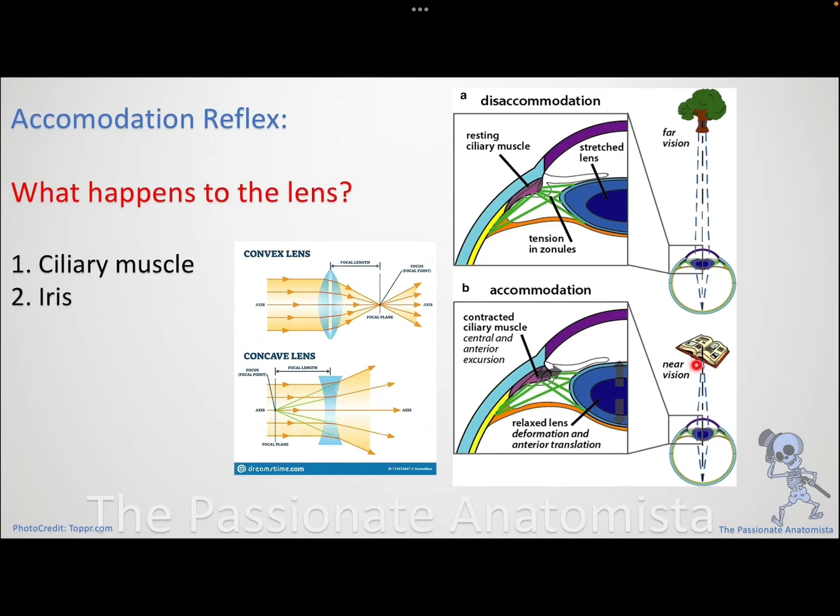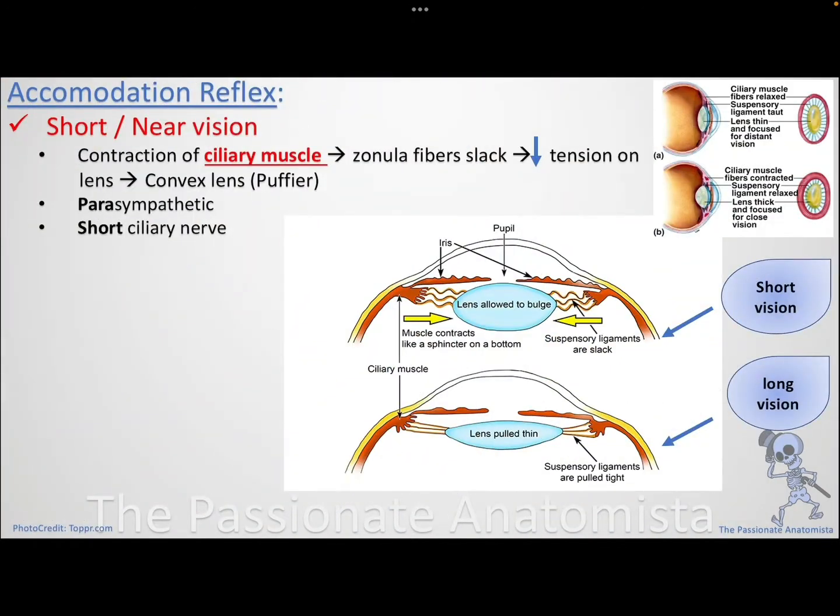But if I have something that's near to me, the rays don't come parallel. They come away from each other. So I really need to make my lens puffy. I need to collect all these rays to a focal point so that they can fall on my retina and I can see. Now let's get back to that. Your lens is normally taut, already stretched by the suspensory ligament. This is the normal vision if I look at things away from me.